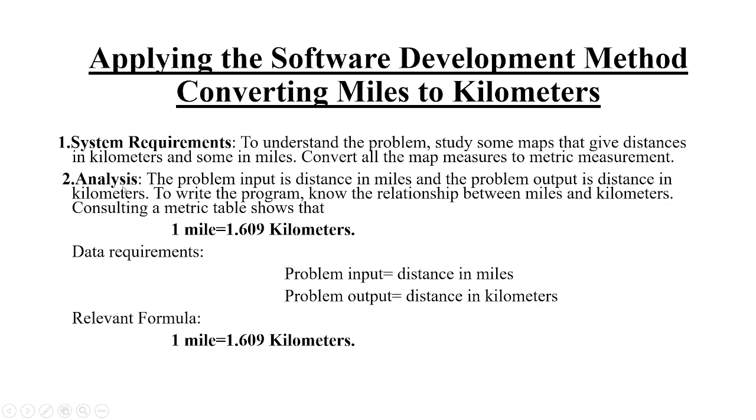Second, in analysis, we should know what should be the input and what should be the output for the problem. So the input is the distance in miles, and you have to convert it to the output, that is the distance in kilometers, and the formula that is used to make this conversion is 1 mile is equal to 1.609 kilometers. As we want the output in terms of kilometers, the input, that is the distance given in miles, should be divided by 1.609. So this is what we are going to do in the analysis phase.